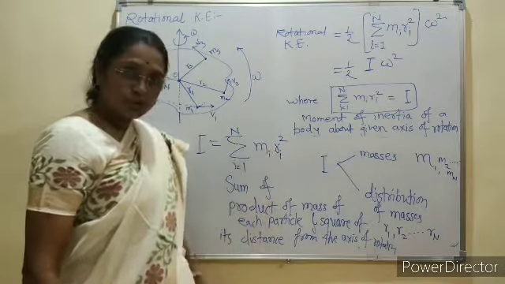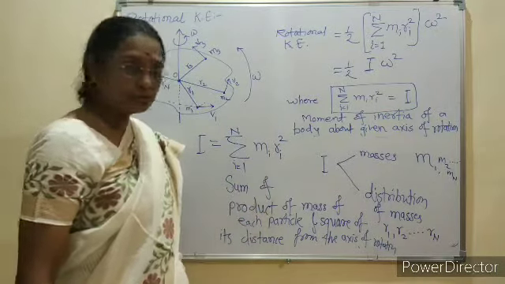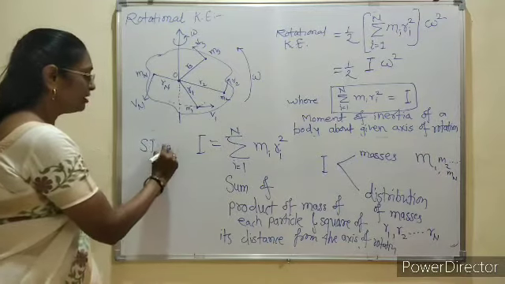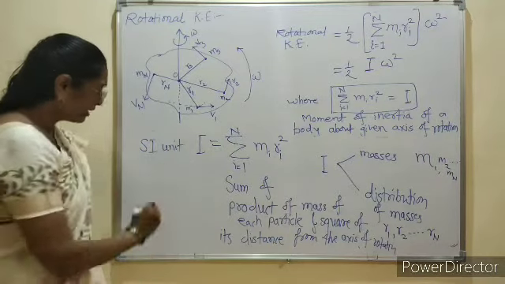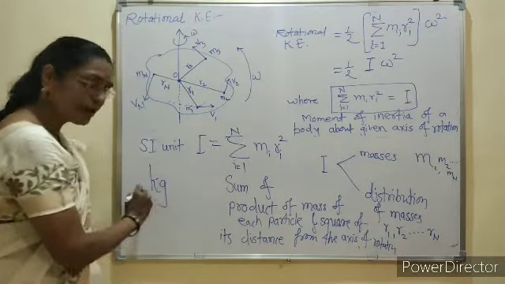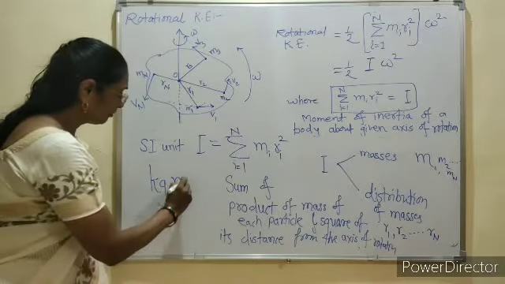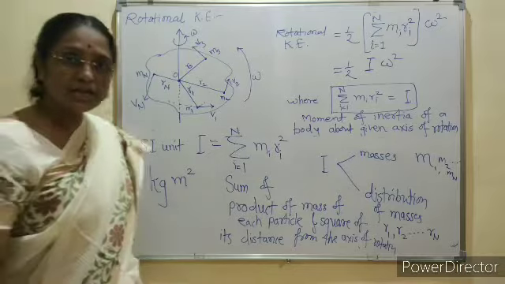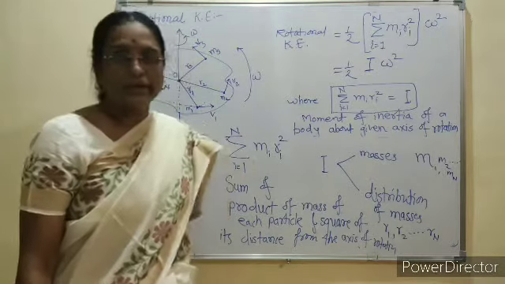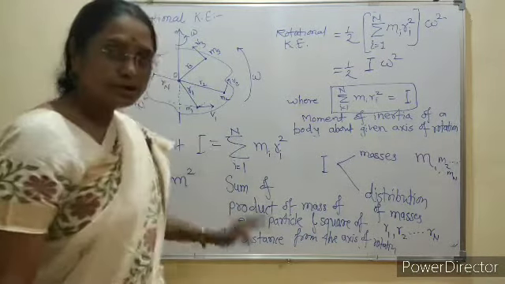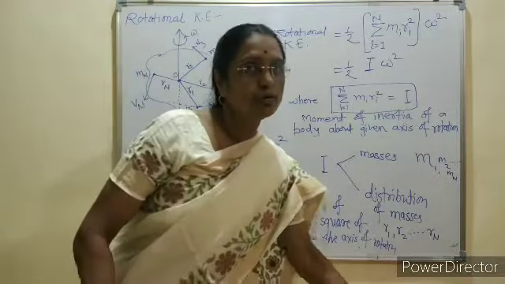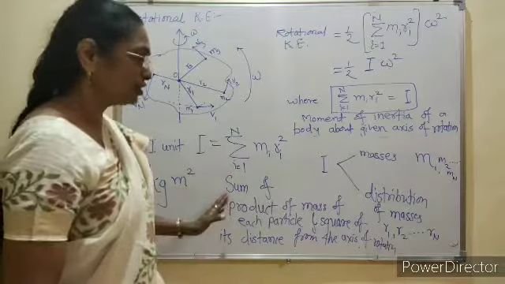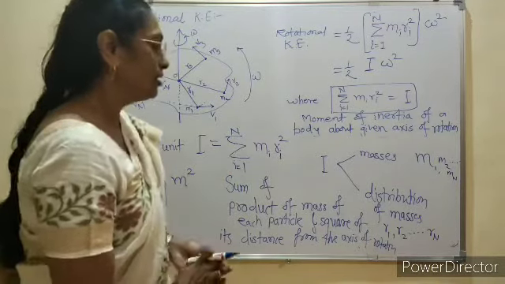Now, as it is the product of mass and square of distance, the SI unit of moment of inertia you can easily write as kilogram meter square. Kilogram meter square is the SI unit of moment of inertia. You can also write the dimensions of moment of inertia. So this is about the definition of moment of inertia.